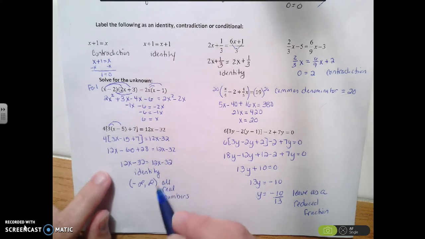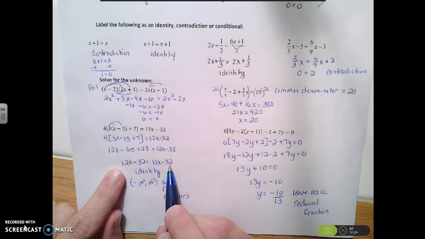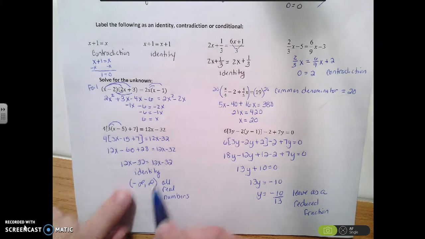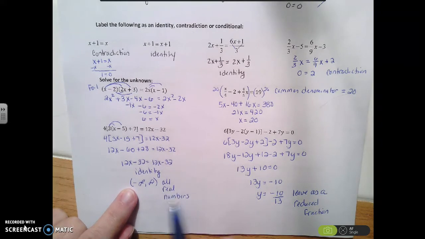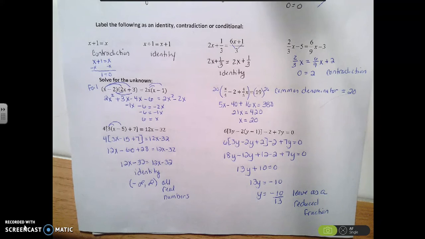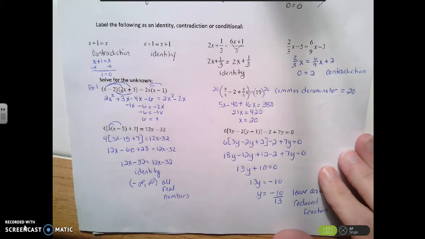Then I start combining like terms, and when I do that, I end up with this statement right here, 12x minus 32 equals 12x minus 32. So since it's the exact same thing on both sides, it's an identity, which means there are an infinite number of solutions. So we write that as negative infinity to positive infinity. It's all real numbers. Now, you may have written in the past something like all real numbers or something like that, but we want to use that negative infinity to positive infinity symbol.